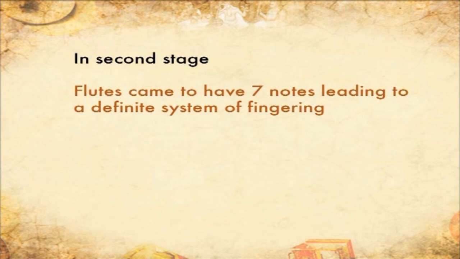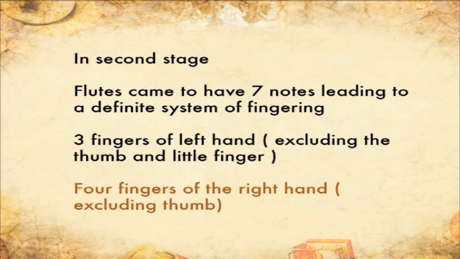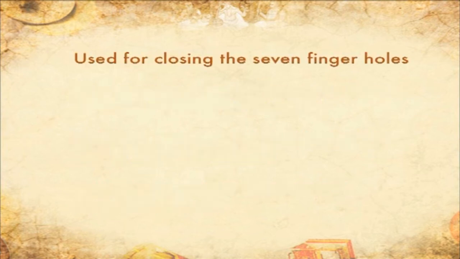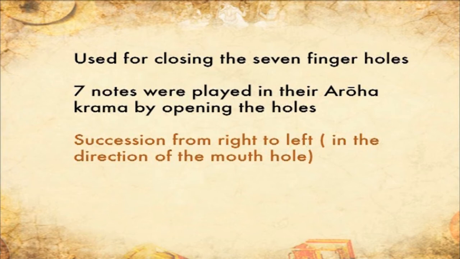In the second stage, as the flutes came to have seven notes, the need for a definite system of fingering arose. Three fingers of the left hand, excluding the thumb and the little finger, and four fingers of the right hand, excluding the thumb, were used for closing the seven finger holes. The seven notes were played in their arohana krama by opening the holes in succession from the right towards the left, that is, in the direction of the mouth hole.